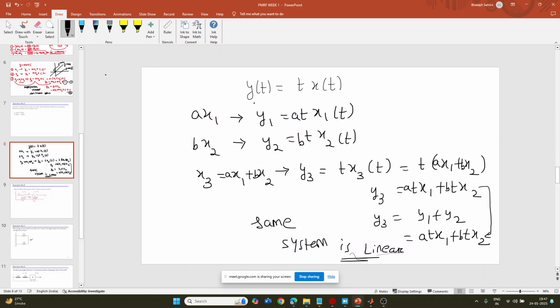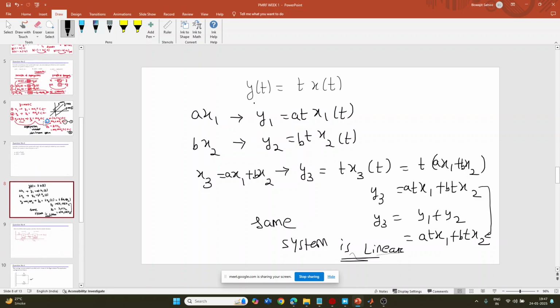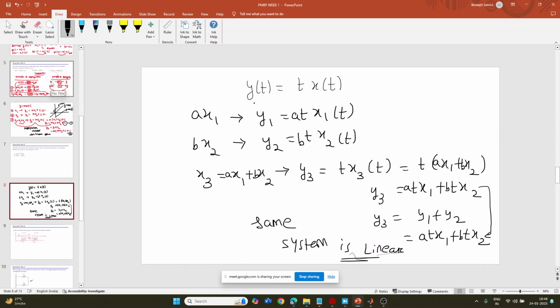I think everybody understands the procedure I followed to solve this question. It's good if you understand, otherwise you practice by yourself. You'll get the answer.